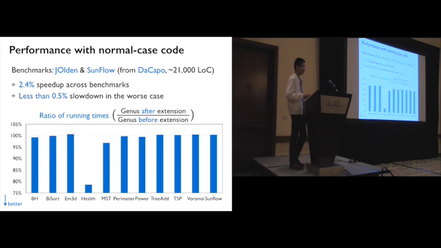To answer the first question, we ported the Yizhou benchmark suite and the Sunflow program from the Xalan benchmark suite as benchmarks for normal case code. This graph shows the relative running time of the new Genus language compared to the Genus before extension. The Genus before extension is a good baseline because it uses exactly Java's exception mechanism, and lower is better in this graph. Despite the small cost introduced to reify blame labels, we saw a 2.4% speedup across the benchmarks we used. And in the worst case among these benchmarks, the slowdown is less than 0.5%. So it's fair to say that our current implementation does not impose a discernible slowdown on normal case code.